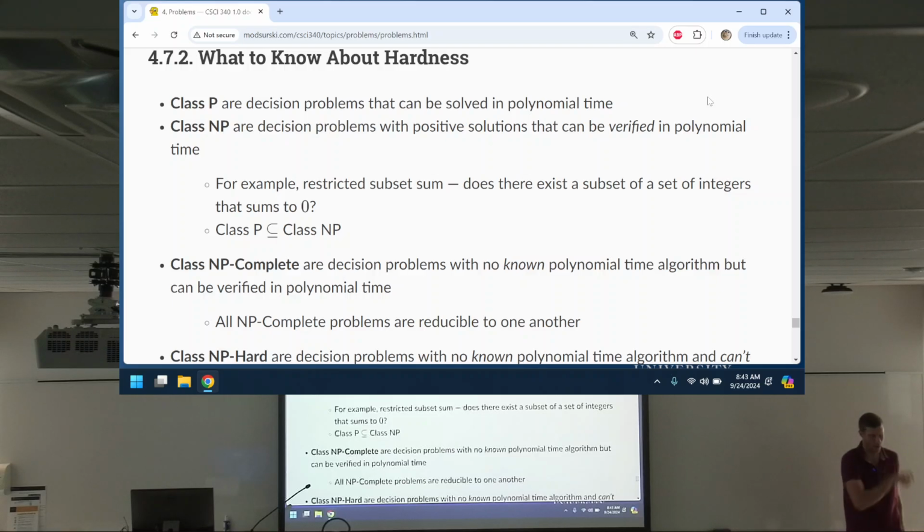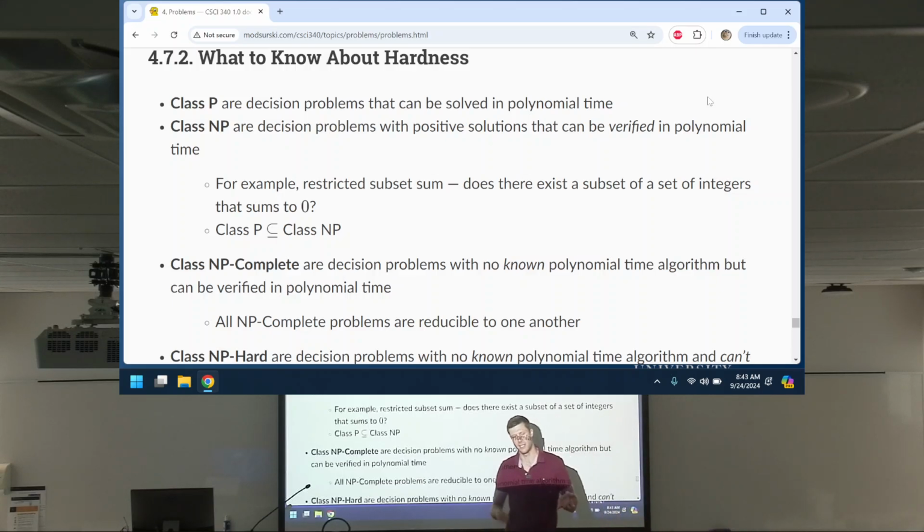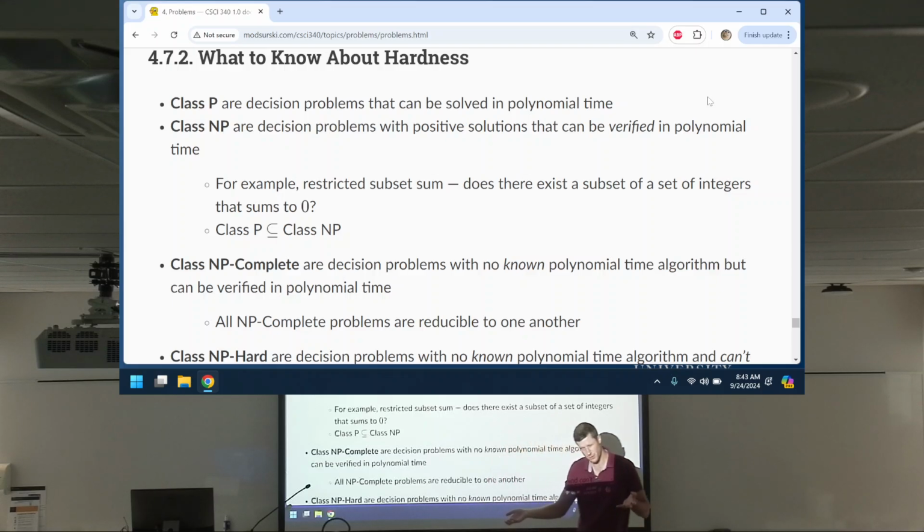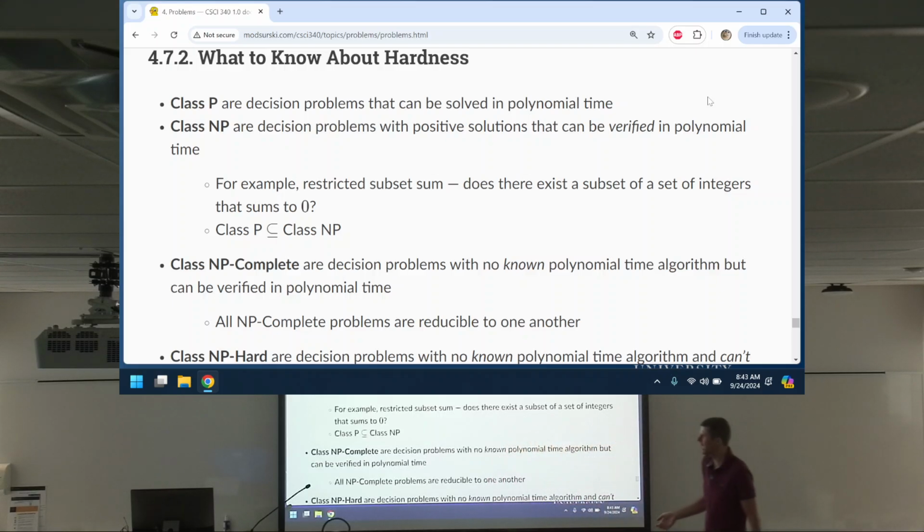A solution where, sure, it might be really hard to find a solution, but you can give it to me and I can confirm its correctness in polynomial time. And then we have NP-complete problems. Oh, here we go. For example, restricted subset sum: does there exist a subset of a set of integers that sums to 0?